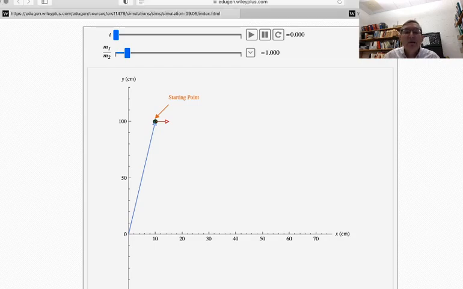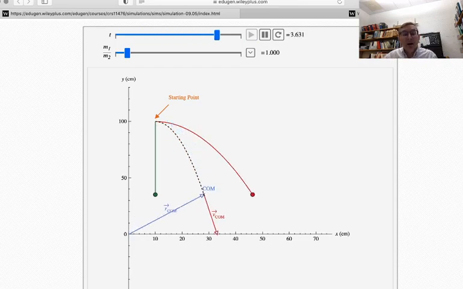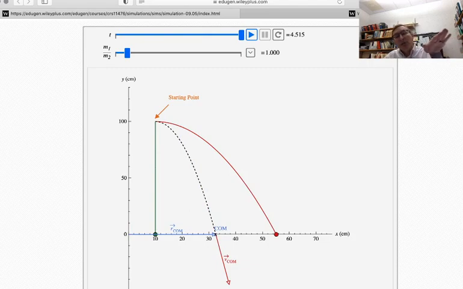There they go. And they hit the ground at the same time. Particle 1, the dropper, straight down. Particle 2, the shooter, starts out going horizontally, but of course because of gravity follows a parabolic trajectory and curves down and also hits the ground, but they hit the ground at the same time.